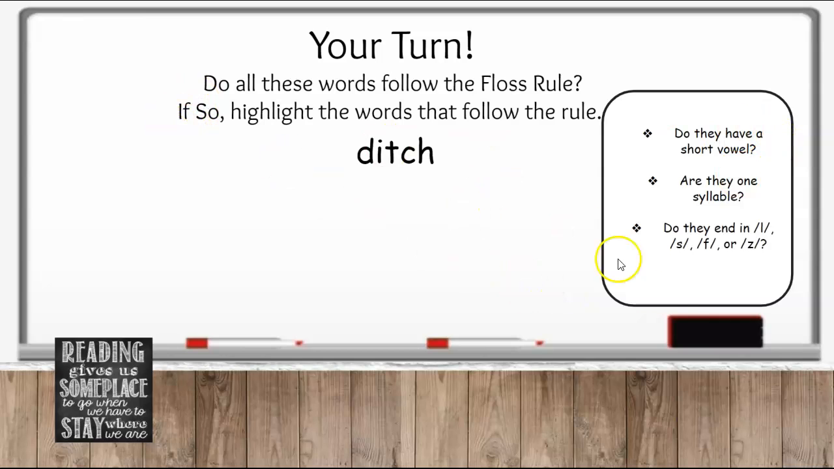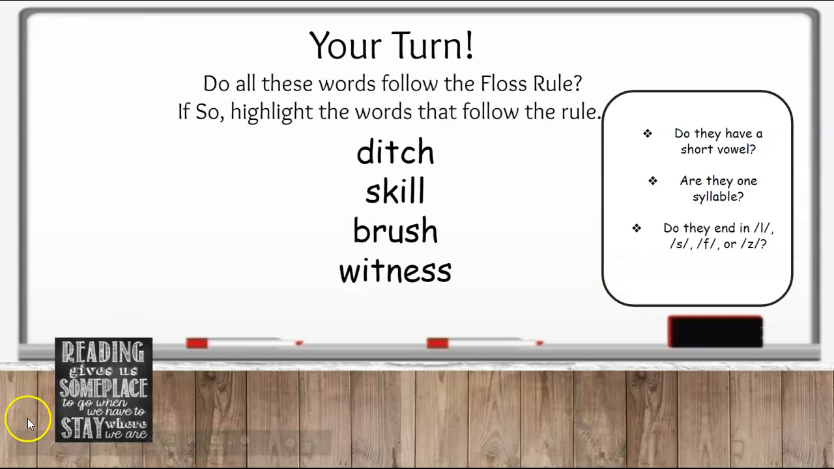All right, you are going to be trying this on your own with the following rules, okay? And if it follows our rule of the floss rule, you're going to highlight it. Okay, so here are your words. You're going to go through and highlight only the words that follow the floss rule. So, does it have a short vowel? Is it one syllable? And do they end in l, s, f, or z? Good luck today, and that will be on Seesaw.